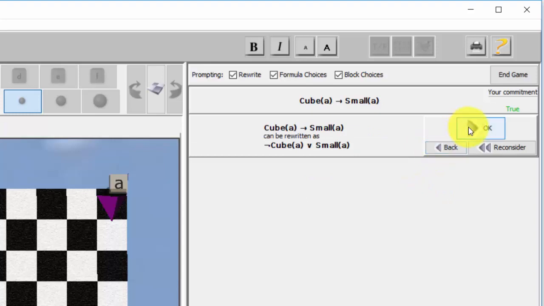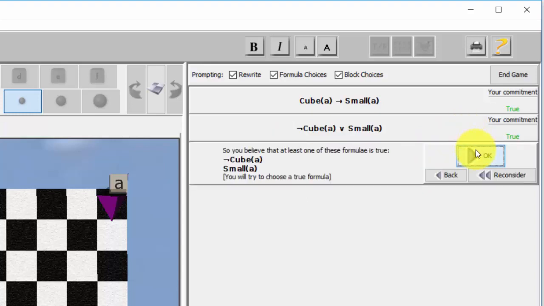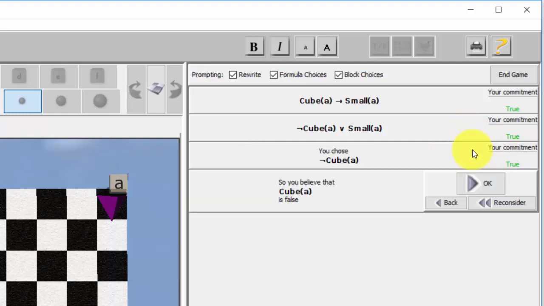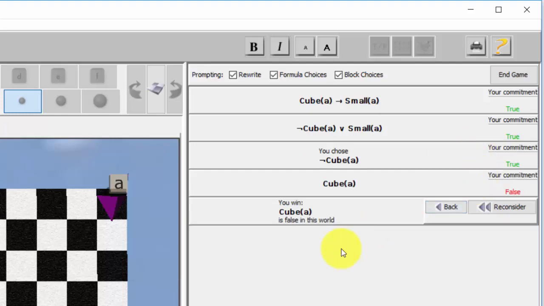So I win by picking that A is small, but I could also win if I pick that A is not a cube. But in any case, I've won. So we can see that what it's doing by providing a logically equivalent sentence here, it's resolving down the commitments of saying that if A is a cube, then A is small is true. Namely, I must either believe that the antecedent is false or that the consequent is true.